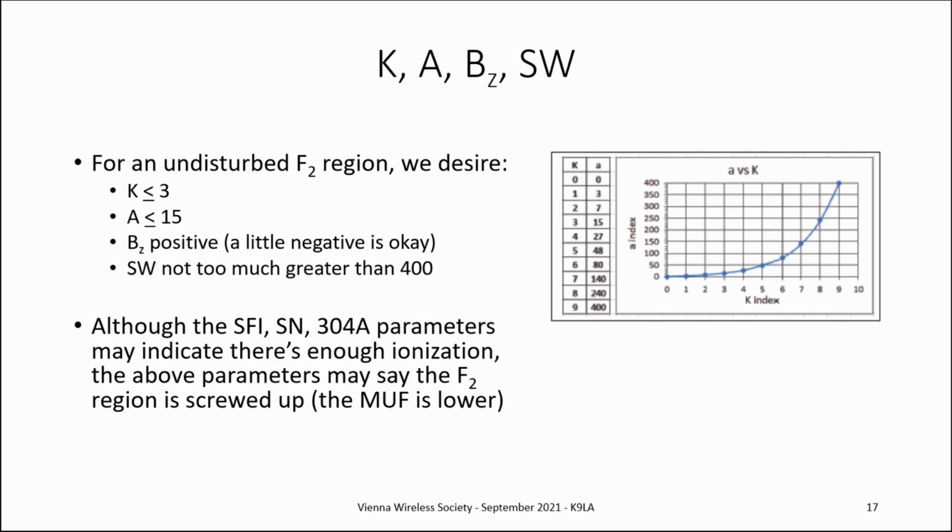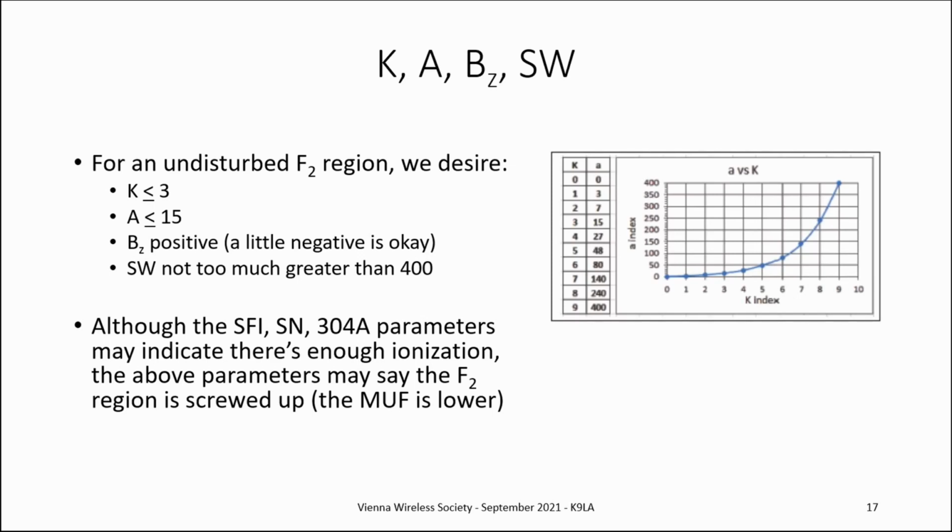If it's highly negative, that means the interplanetary magnetic field is coupling into the Earth's magnetic field, and that's probably not good for the F2 region. And we'd like the solar wind speed to be not too much greater than 400 kilometers per second.